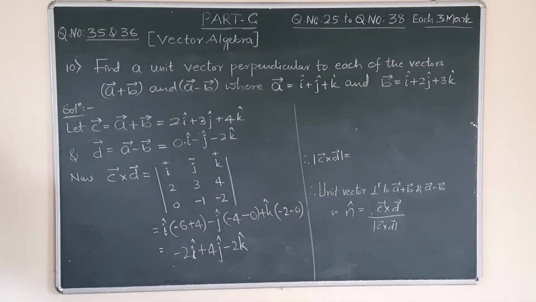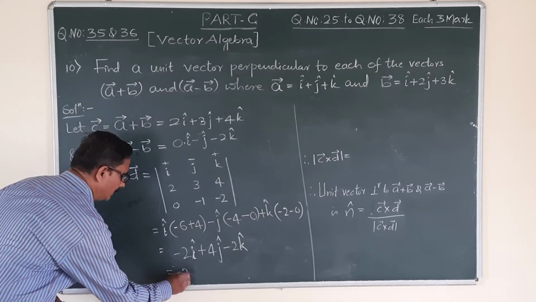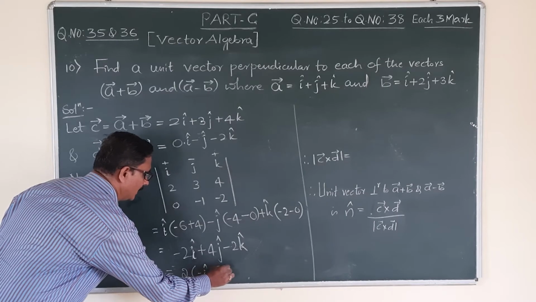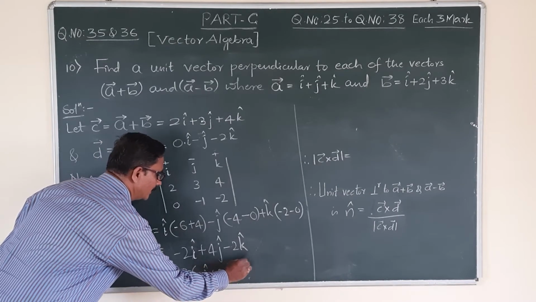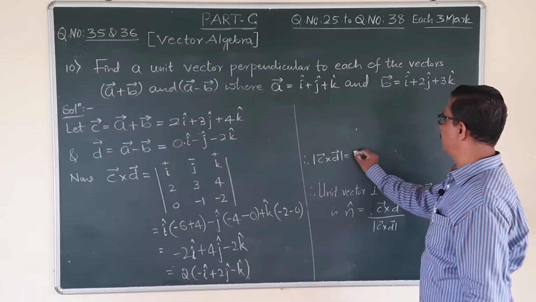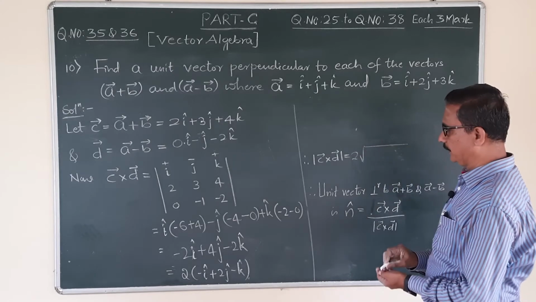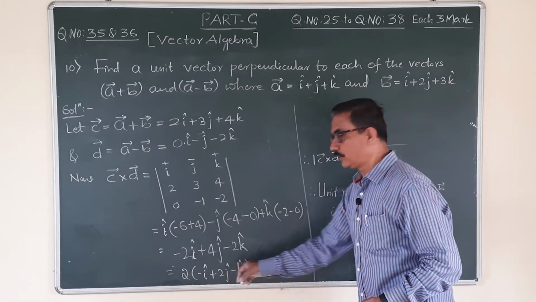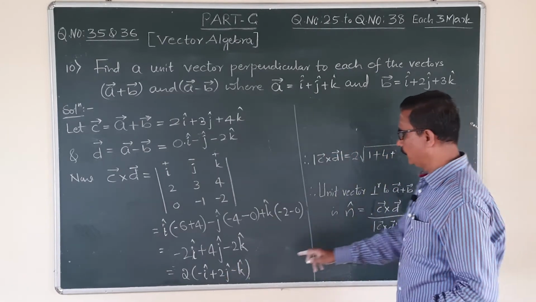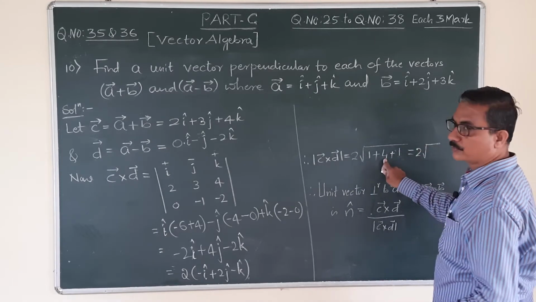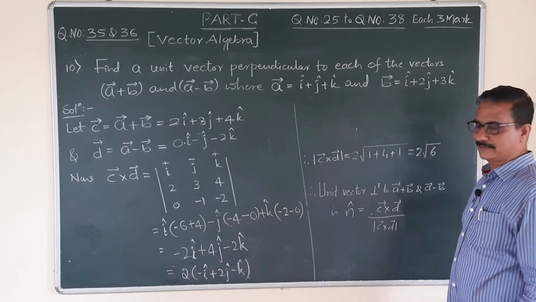This is C cross D. Now among these 3 terms, is there any common? 2 common, take 2 common, minus i plus 2j minus 1k, right? Then to find its magnitude, magnitude of C cross D is equal to 2 into under root of coefficient of i, minus 1 square, plus 1, coefficient of j 2 square plus 4, coefficient of k minus 1 square plus 1. That is 2 root 4 plus 1, 5 plus 1, 6, 2 root 6.